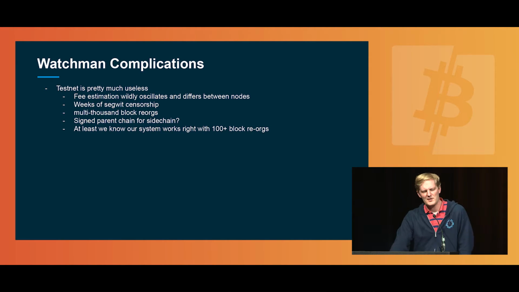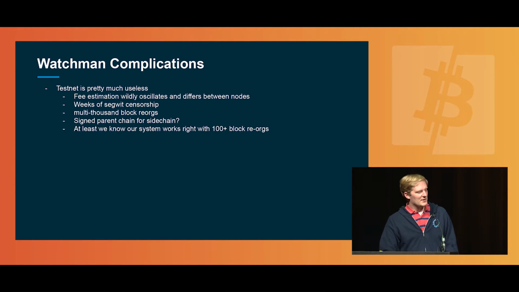The other complication is testnet is pretty much useless. We get asked all the time, why don't we have a testnet? Well, you know, I ran one of the Elements alpha nodes back in the day when I first started Blockstream, and fee estimates would wildly oscillate. So the 5x slop or whatever wasn't enough. It was just crazy different.